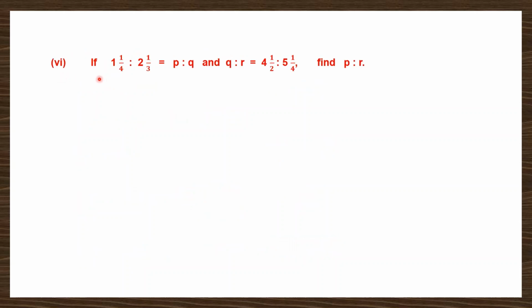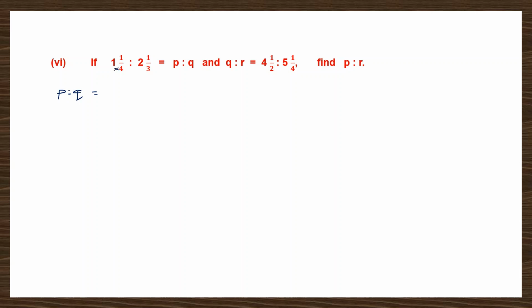Question 6. If 1 1 by 4 is to 2 1 by 3 equals P is to Q, and Q is to R is equal to 4 1 by 2 is to 5 1 by 4. Find P is to R. Okay, so let's begin by writing. We'll write P is to Q. What is given to us? P is to Q is equal to 1 1 by 4.